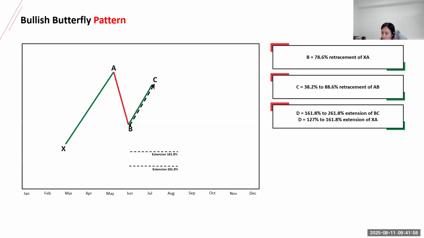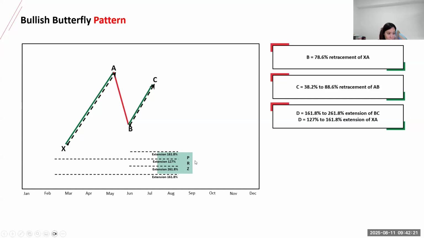All right, so this is the BC extension 161.8 to 261.8, or you will get it from X to A, where the Fibonacci levels line up together. Somewhere around here. You see that? So here is going to be our PRC zone.